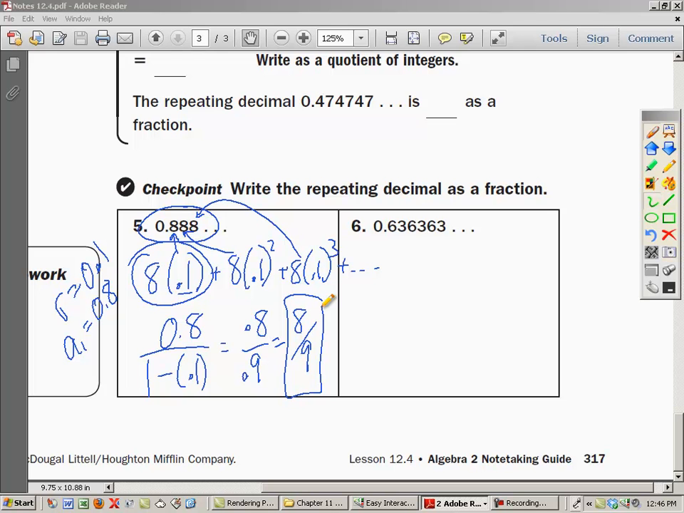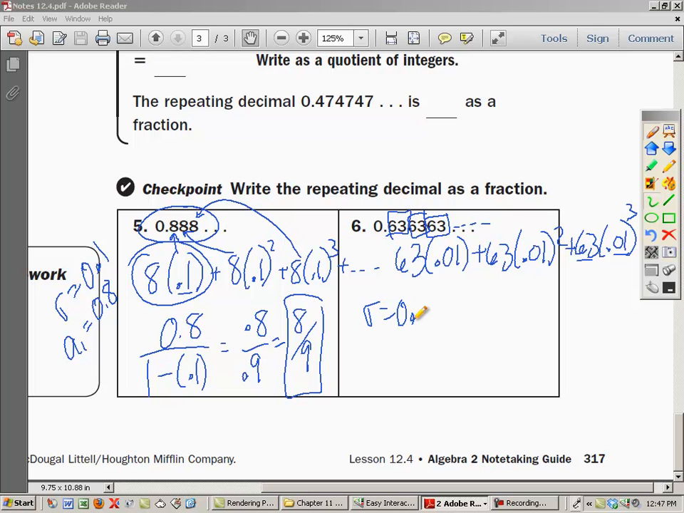Okay, this is 0.6363. So 63 times 0.01 plus 63 times 0.01 squared plus 63 times 0.01 to the third. And again, this 63 times 0.01 is going to give me the first 63. 0.01 squared gives me the next 63. 63 times 0.01 to the third gives me the next 63, and so on and so forth. Okay, so my r is 0.01. My initial term, my first term, becomes 63 times 0.01, which becomes 0.63.